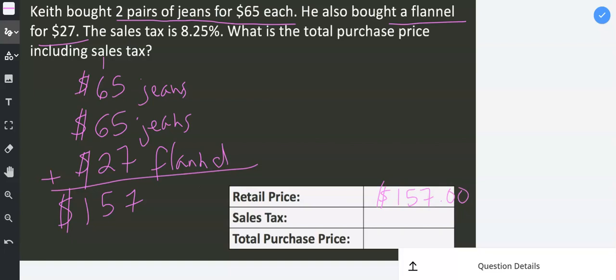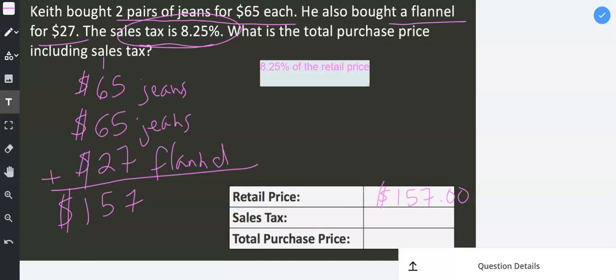Now we need to calculate the sales tax. The sales tax rate is 8.25%. So I'm going to move to my typing tool. So in taxes, you will pay 8.25% of the retail price. So that's 8.25% of the $157.